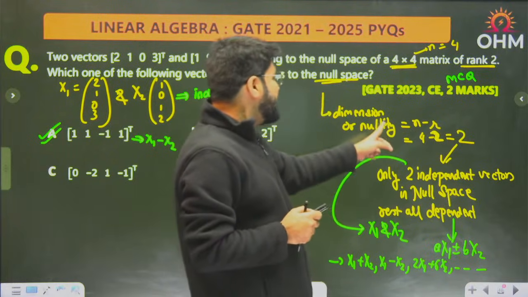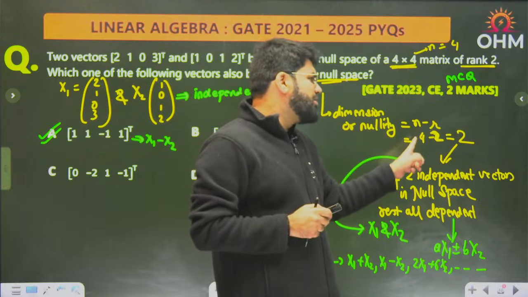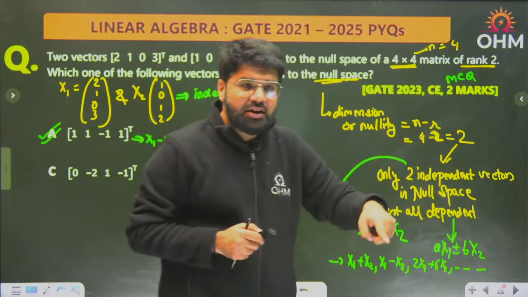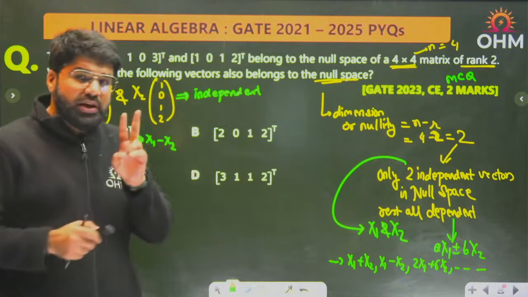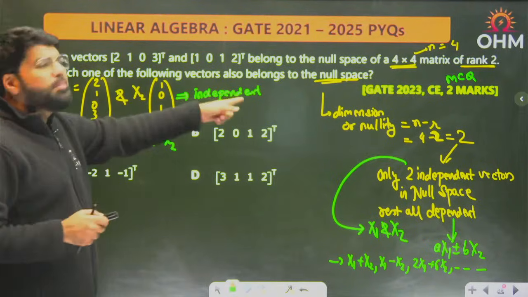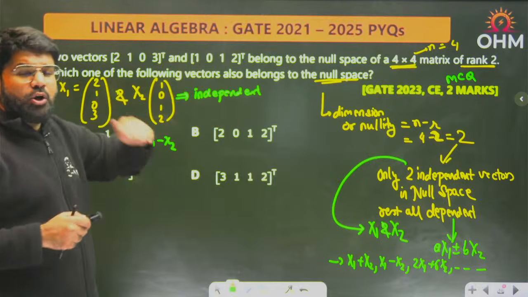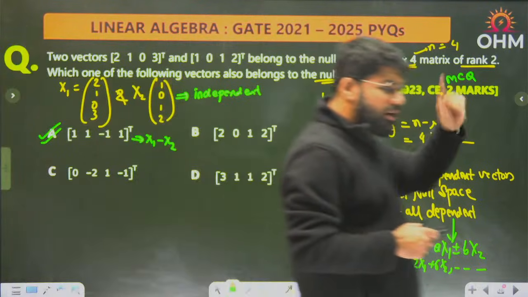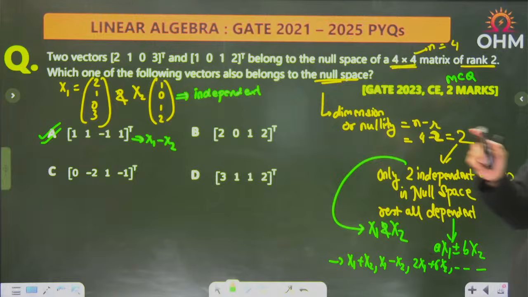Why? Because I'm telling you, only 2 independent vectors. Why only 2 independent vectors? Because the number of independent vectors or solutions is given by n minus r. I calculated that, so there will be only 2 independent solutions. Out of them, the given 2 vectors are already independent. I tallied that. So there cannot be a third independent vector. Any other third vector in the null space has to be dependent on x1 and x2.